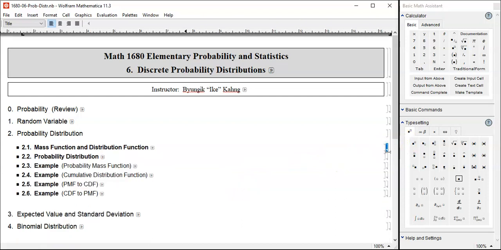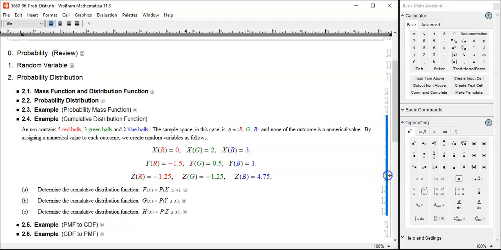In practice, it goes like this. In our model, we have 5 red, 3 green, and 2 blue balls. We have RGB as a sample space, and we can assign appropriate numerical values to make it a random variable. Here's one: red is 0, green is 2, blue is 3. Here's another way: red is -1.5, green is 0.5, blue is 1. Here's a third way, and of course there are many more, infinitely many more, but let's keep it simple. Let's consider these two. If we have time, this one as well.